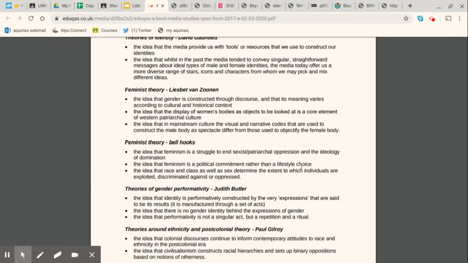Lisbeth Van Zoonen says that gender is constructed through discourse. So that means that gender is constructed through our speech and that our speech varies according to cultural and historical context. So linking in with Gauntlet and Stuart Hall, you would use Van Zoonen to demonstrate that historical representations of your particular social group, age, gender or class are different to how they are now.